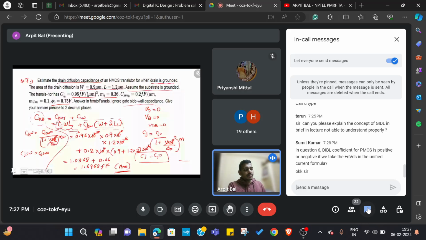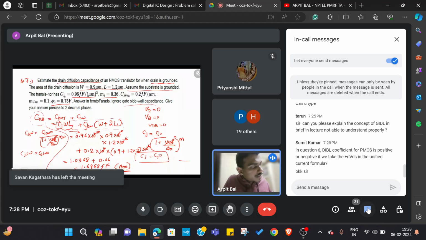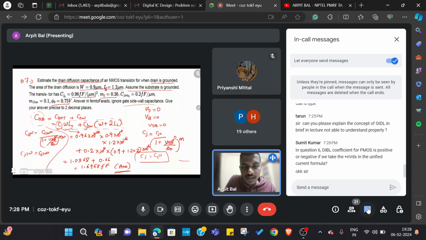In the next question, the drain diffusion capacitance of an NMOS transistor is given to us. As someone said he was confused with this one, let me write it as LS, so this should be LS actually. It was given that drain and substrate both are grounded. Substrate is nothing but the body, so try to look for these kinds of hints in your question.